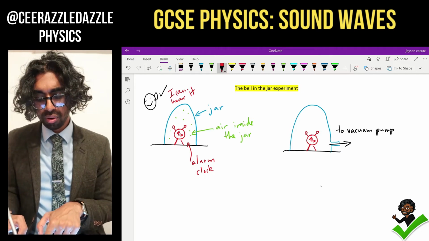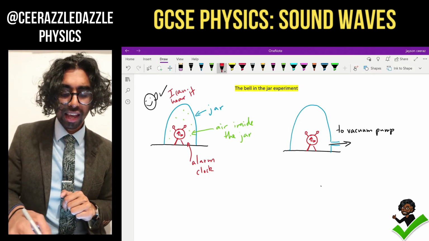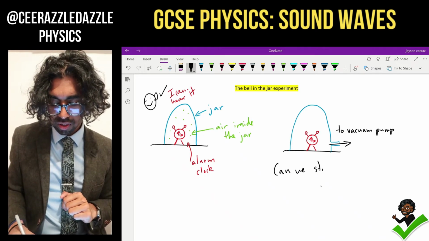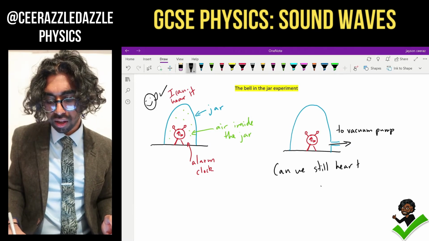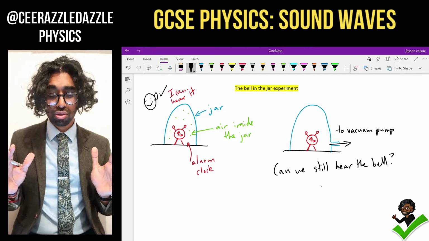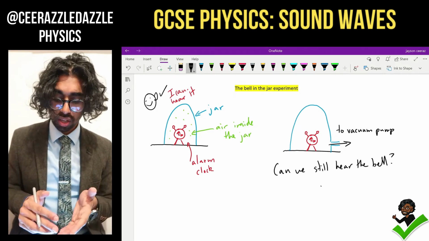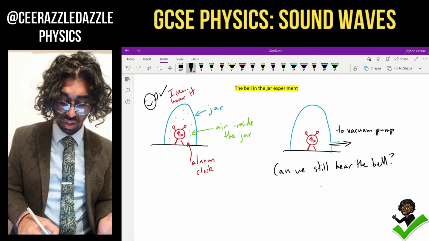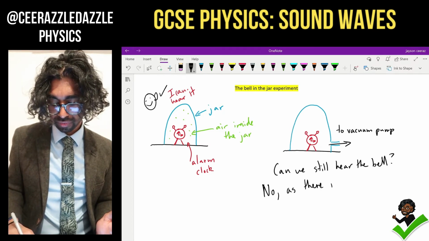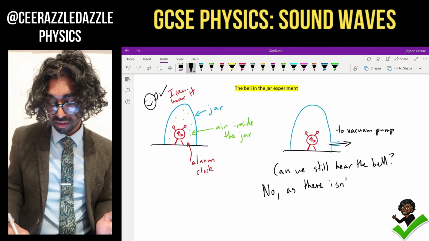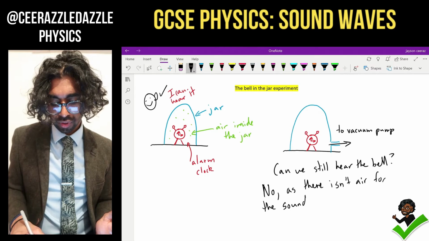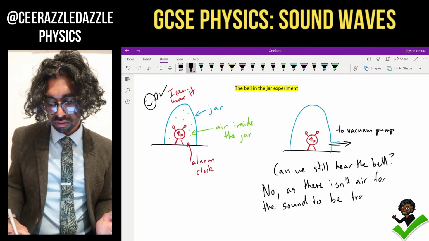So right now I've removed the air particles from inside the jar. Can I still hear the bell? That is the question. Can we still hear the bell? Right, just think about it. Is there a medium for the sound to travel within the jar? No. So they can't travel through the air inside the jar. So the answer is no, as there isn't any air for the sound to be transferred.